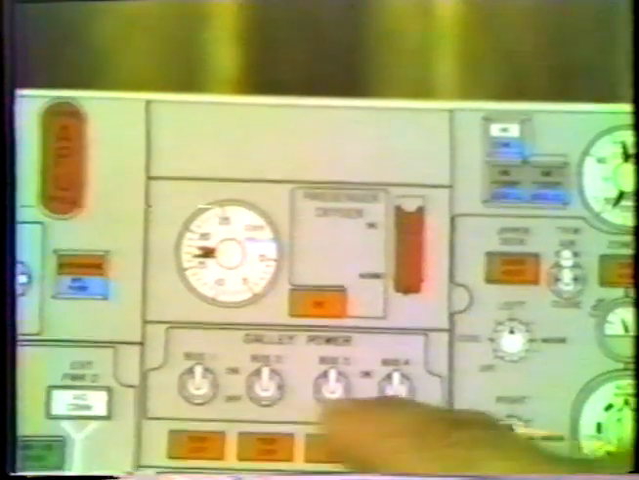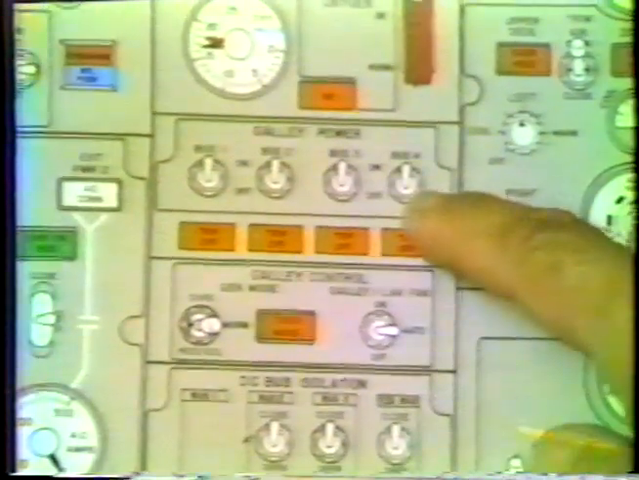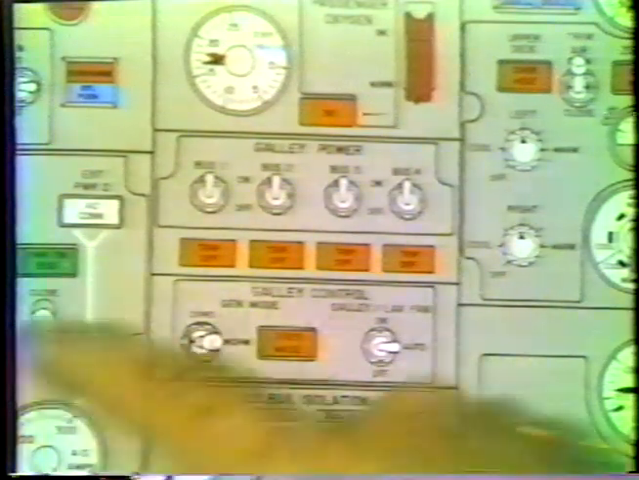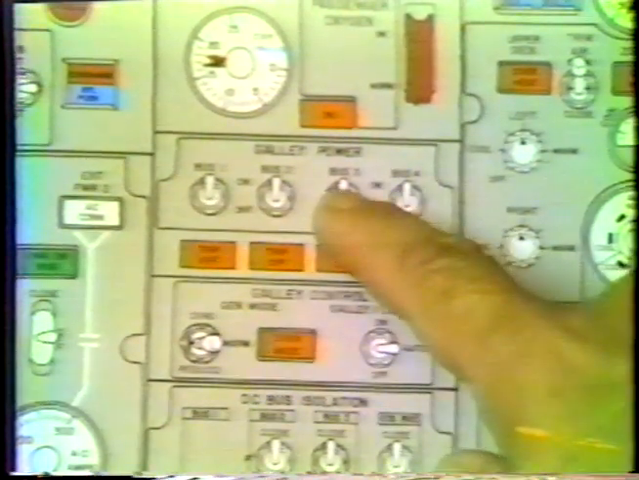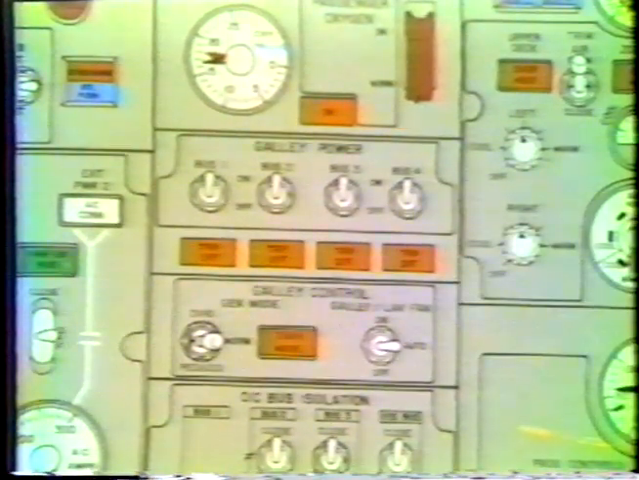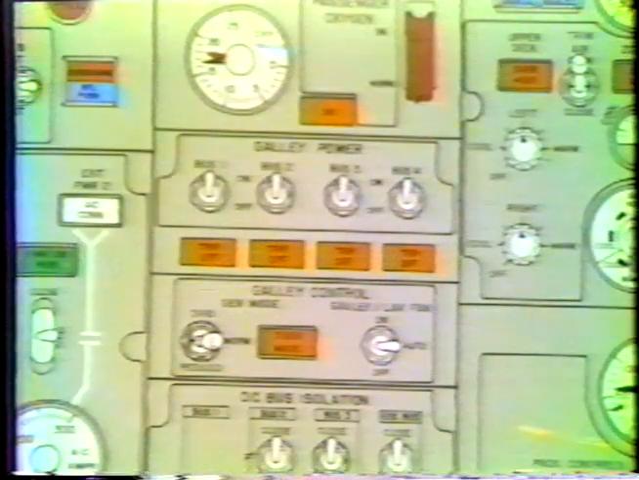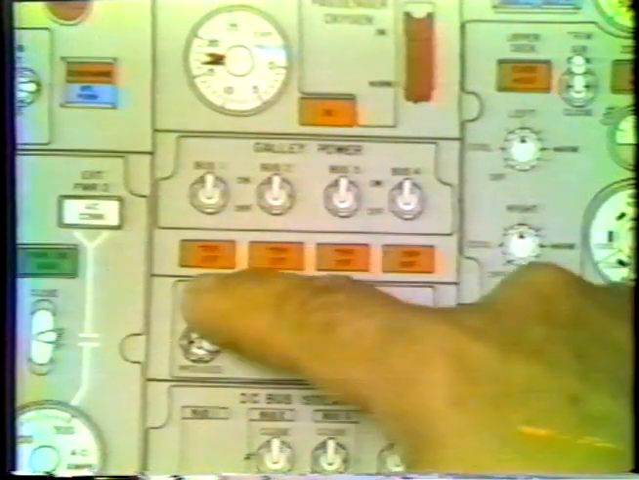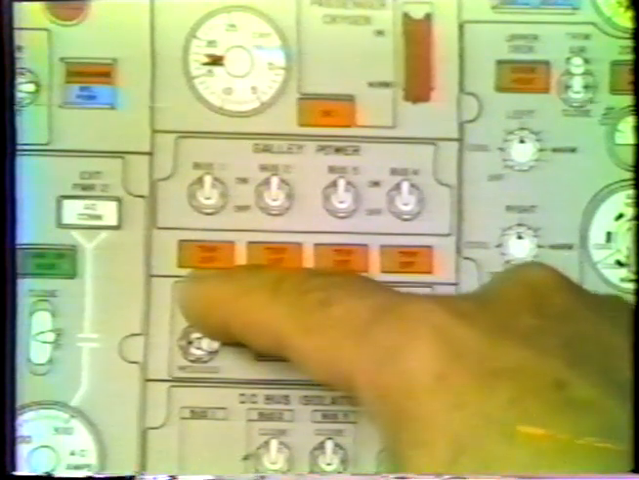Galley power has 4 switches. Each switch is associated with its AC bus. The 1 and 3 switches are for the forward galley, the 2 and 4 switches are for the aft galley area. If an electrical short should occur, the galley will trip off and the trip-off light will illuminate.